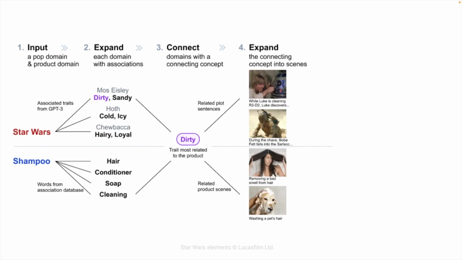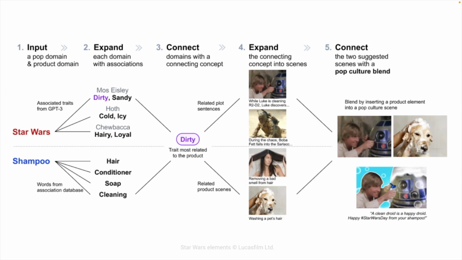Then the pipeline finds multiple images related to those things, and the user can select two that inspire a blend idea. From there, the user can Photoshop the images together to produce their blend. This blend shows Luke shampooing R2-D2 because a clean droid is a happy droid. Happy Star Wars Day from your shampoo.